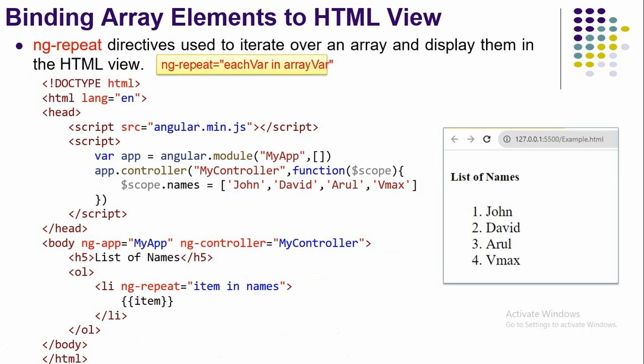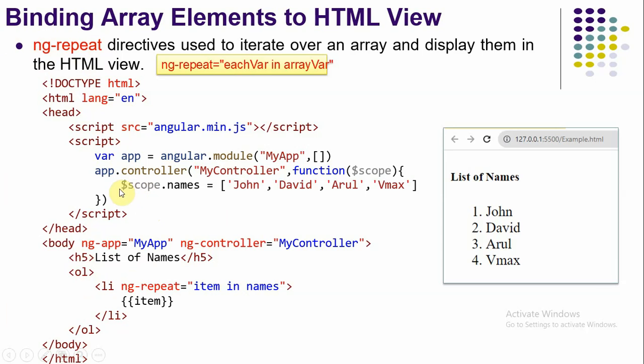Then one more point is, if you want to display the array values in an HTML view, there is a directive called the ngRepeat directive. Using the ngRepeat directive, we can iterate the array elements. And we can display the array elements using HTML elements. For example, I want to display the array elements using an ordered list. Using the OL tag, I want to display the entire array elements, right?